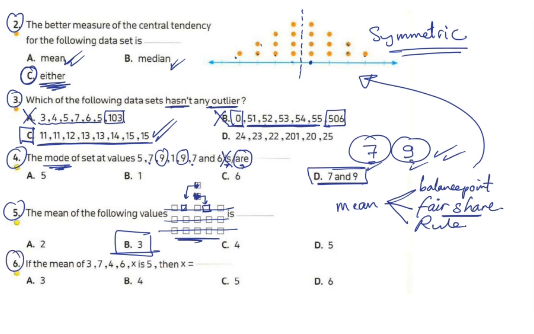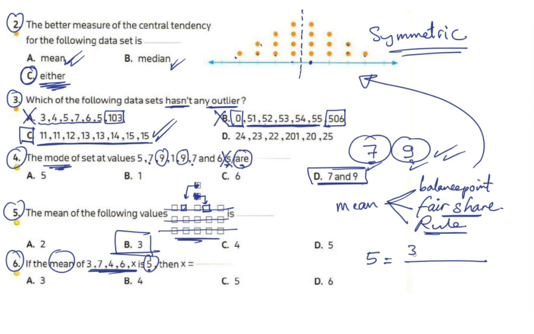And we have point number 6. If the mean of 3, 6, 4, 6, and x equals 5. 5 equals what? It equals the mean. So I have the value of the mean, and I have these values. Now we have values, so use what to find the mean? Use the rule. I know that the mean equals 5, and 5 equals the summation of all values divided by the number of them.